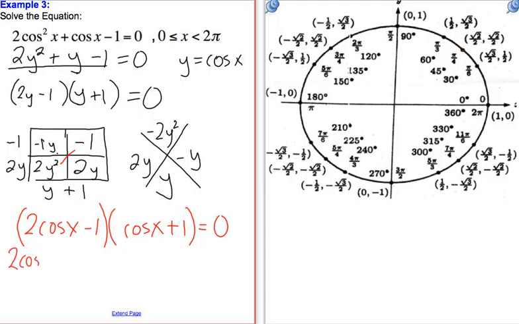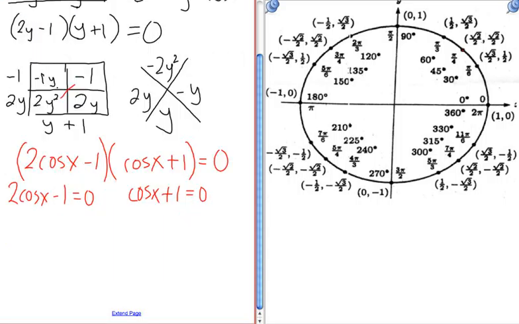So now I need to figure out when this is 0. Using the zero product property, I ask the question: when is 2 cosine of x minus 1 equal to 0? Or maybe the other one's 0: when is cosine of x plus 1 equal to 0? These are the two equations I'm going to solve now using the skills I learned from the first video. I'm going to solve for my variable by getting it alone. I get 2 cosine of x equals 1. I'm going to divide by 2, and I get cosine of x equals 1/2.